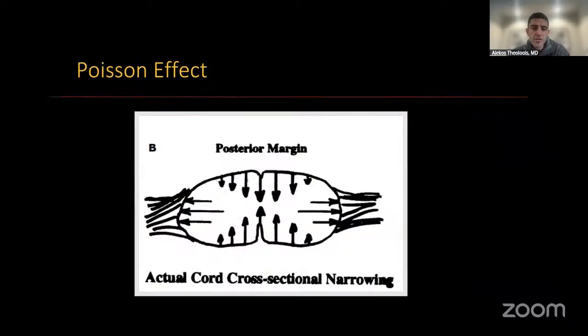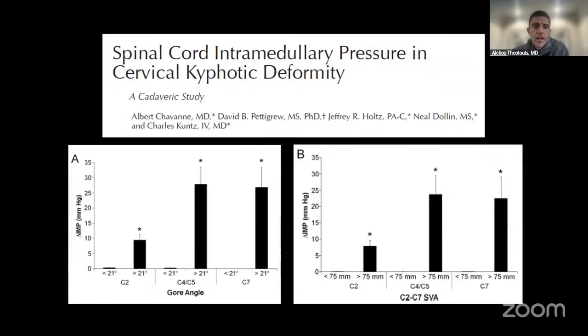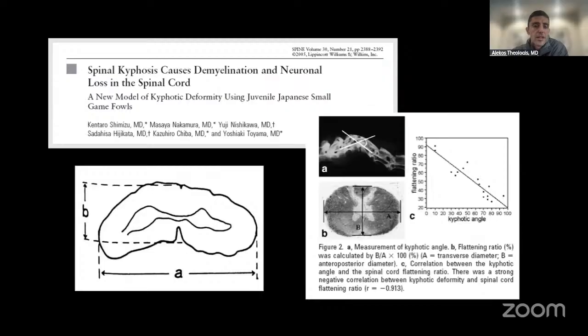And the reason why this is important or problematic is that as you get stretch through the Poisson effect, you start to get increased pressures intramedullary. This has been shown in several cadaveric studies, and with this leads to myelomalacia and worsening of myelopathic scores.